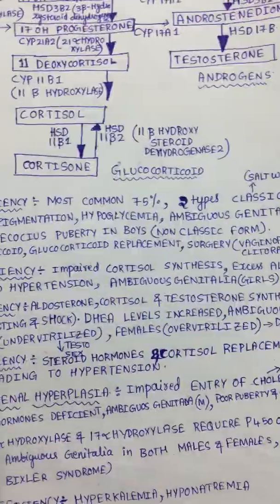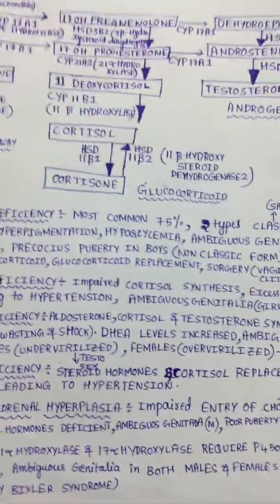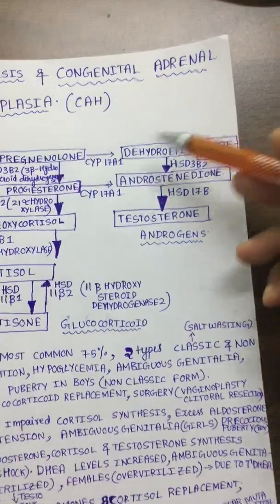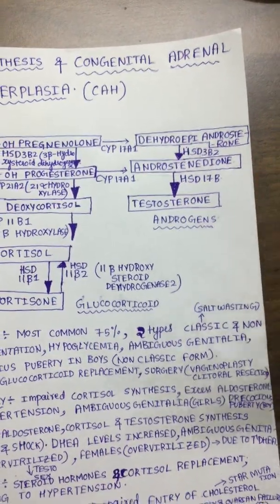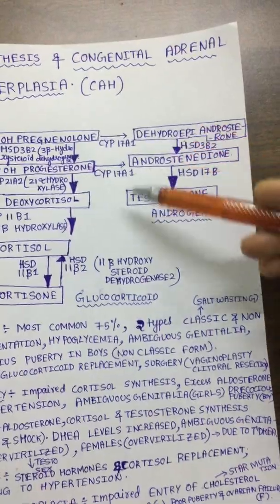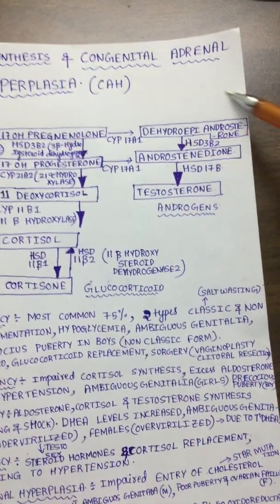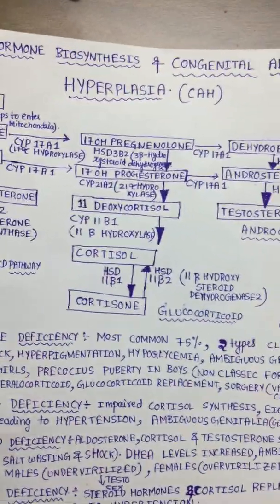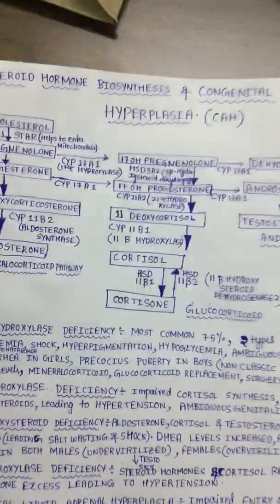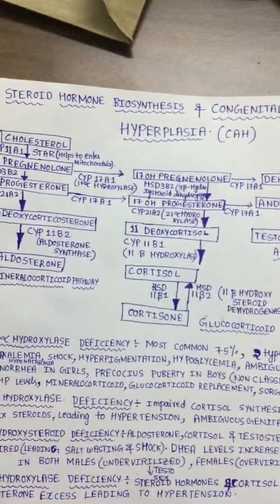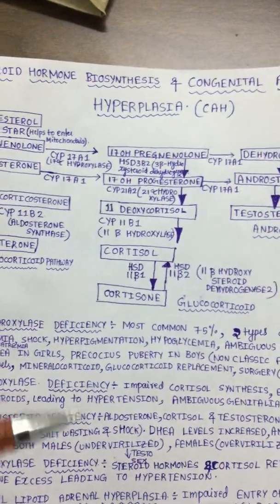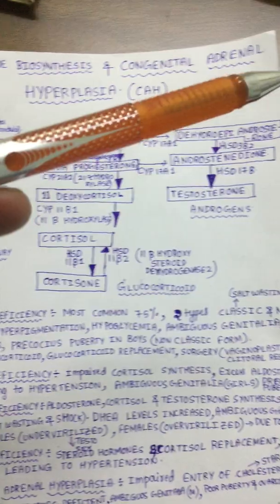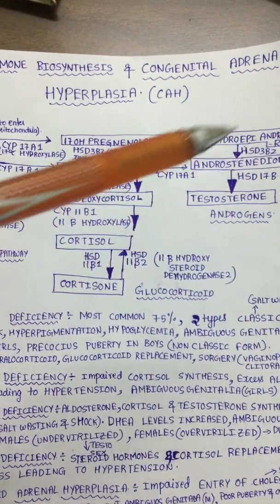Because of this, there will be ambiguous genitalia in males, because androgens are not synthesized. Androgens are required for the development of the testes and penis, so there will be ambiguous genitalia in the males. And because estrogen and progesterone are also not produced properly, as this steroid hormone synthesis is deficient, in females there will be no ambiguous genitalia, only in males, because of impaired testosterone synthesis. But in females there will be ovarian failure.